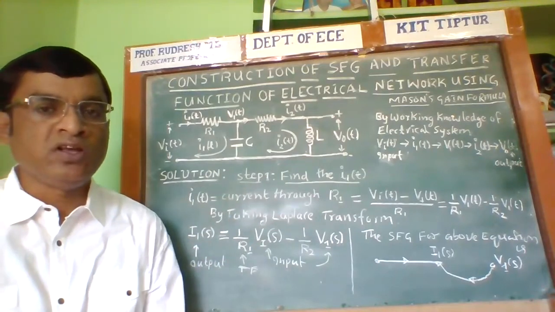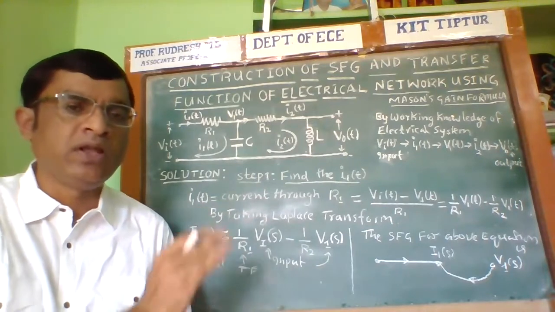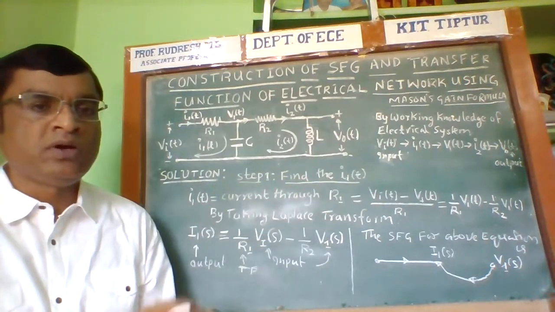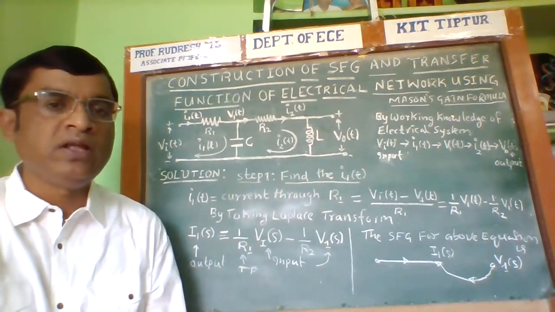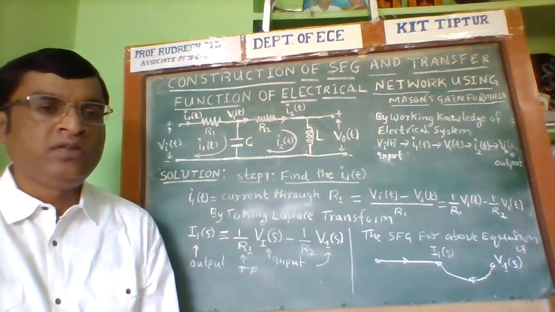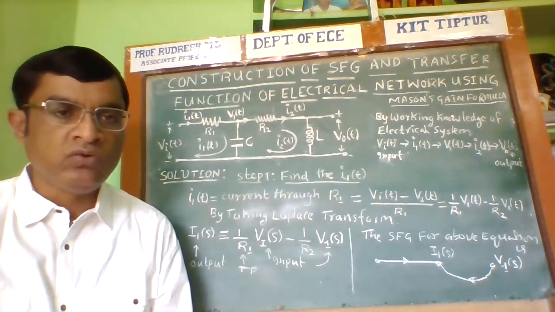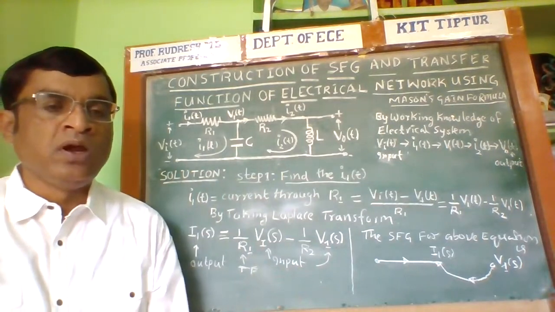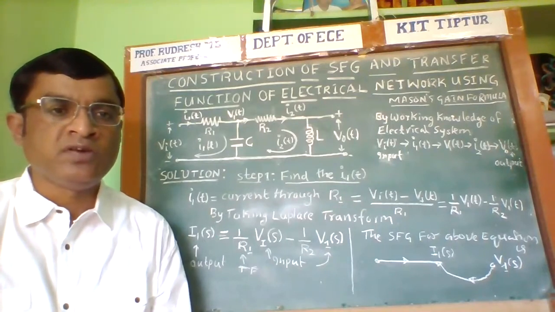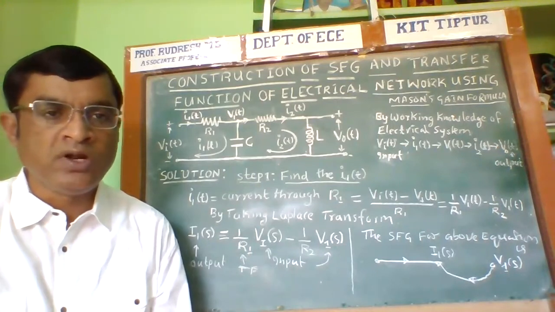The first step, I'm going to explain how to convert the given electrical network into the signal flow graph. What are the steps involved in converting the electrical network into the signal flow graph? First we need to write the differential equation governing the system, and then take the Laplace transform of the given differential equation. Then we will get the algebraic equation.